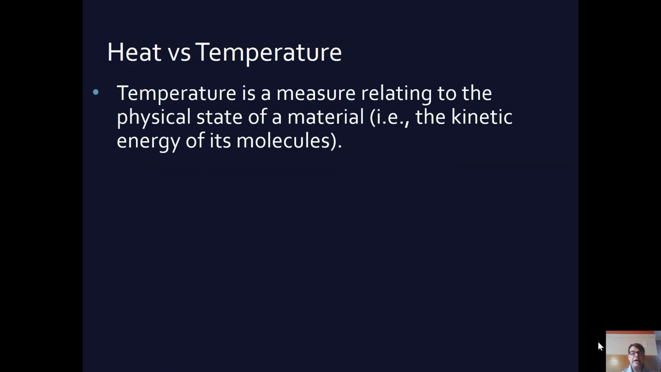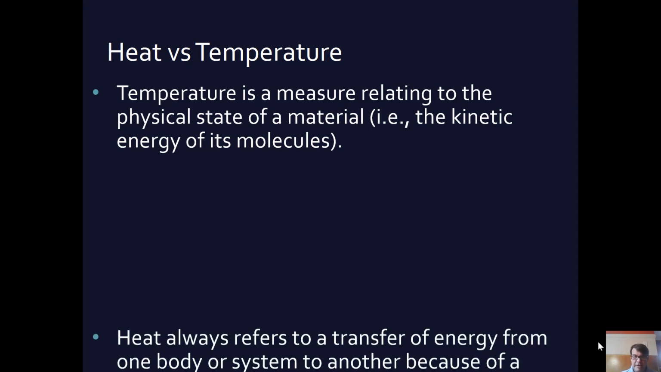So temperature is a measure of a physical property. I have a temperature, which probably is about 98.6 degrees Fahrenheit. I think that's about 37 degrees Celsius. I have a temperature. This pad of paper has a temperature. This room has a temperature. And the temperature has to do with things like the kinetic energy of the molecules in this room, how much they're moving around on a kind of atomic level. That's temperature. Heat is something different.